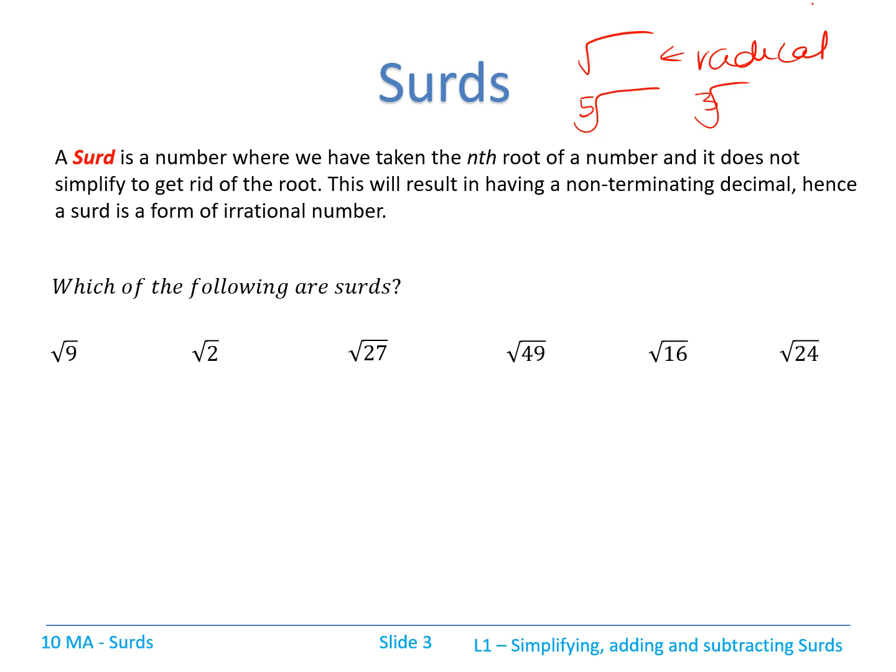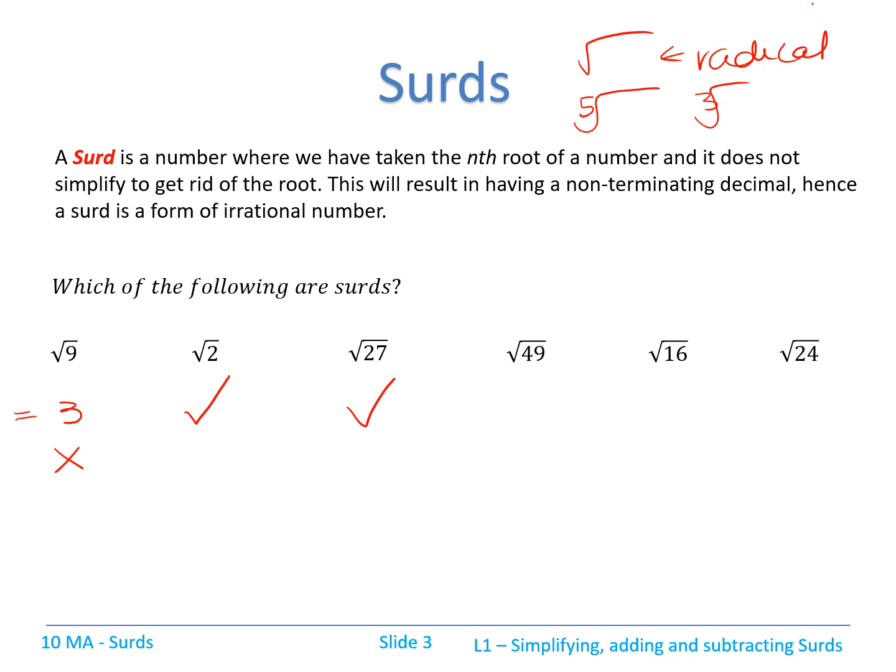So here, which of the following are surds? Well, square root 9, we know that 3 times 3 is 9. So that's not a surd. Root 2, well, you can't square root 2 perfectly. So that is a surd. If you put it into your calculator, you'll see that it's a decimal. Root 27 doesn't square root perfectly, so that is a surd.